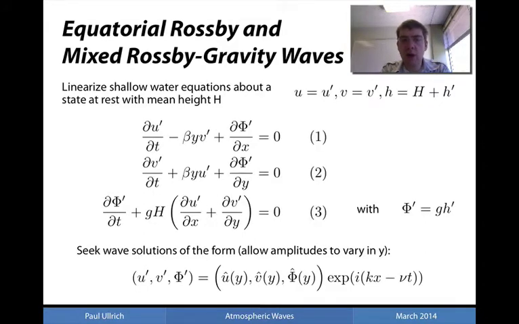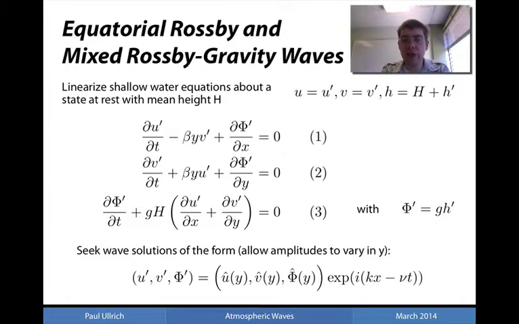We linearize the shallow water equations about a state of rest with mean height capital H. Here the quantity phi is a geopotential quantity given by g times h. By making this substitution, we then obtain equations 1, 2, and 3 here, again obtained via linearization. That is, we assume that capital H has no derivative quantities associated with it. All derivatives are equal to 0, and we assume that any product of prime quantities is small and hence can be neglected.